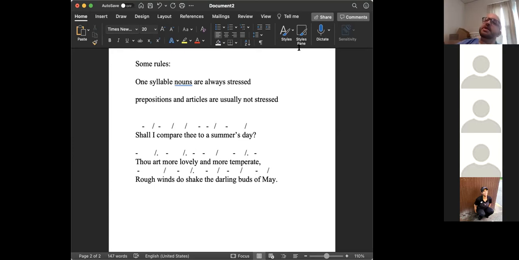So that's how meter works in these things. When you write your own, like I said, I'm not looking for a perfect iambic line all the time. You just got to make sure most of the rhythm in your line has that da-thum, da-thum, da-thum. Rough winds do shake the darling buds of May. Shall I compare thee to a summer's day?